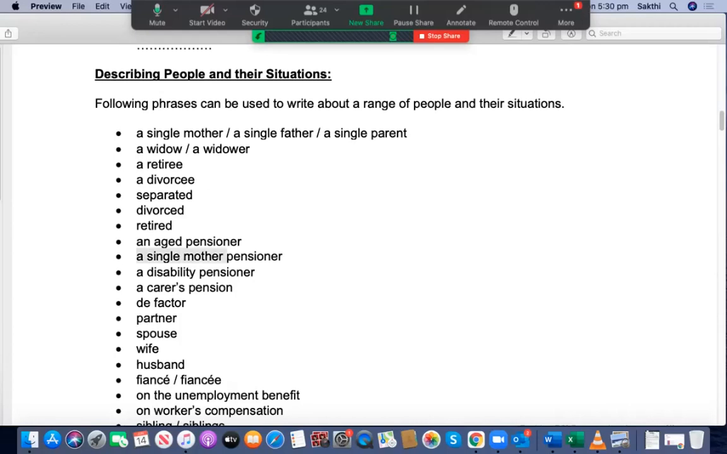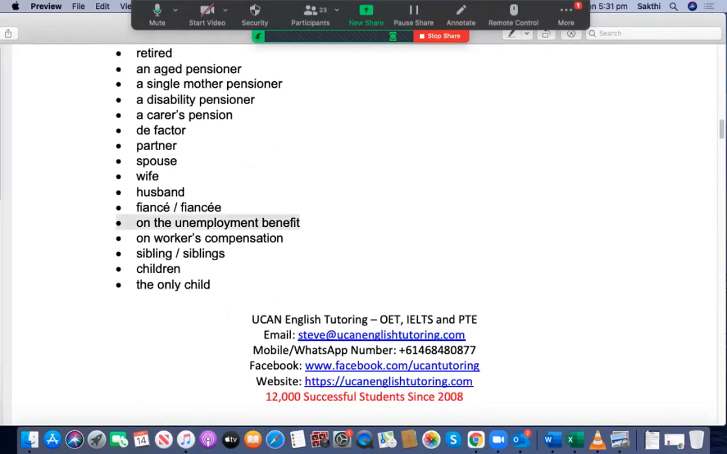So a single mother, pensioner, a disability pensioner, a carer's pension, de facto partner, spouse, wife, husband, fiance or fiancée, on the unemployment benefit, on workers' compensation, sibling or siblings, children, the only child. You can use these kinds of phrases when you have to interpret the information from the social background of the case notes. Use at least some synonyms. It's really important that you show a variety of vocabulary.